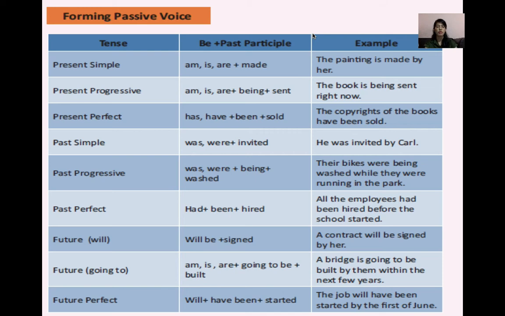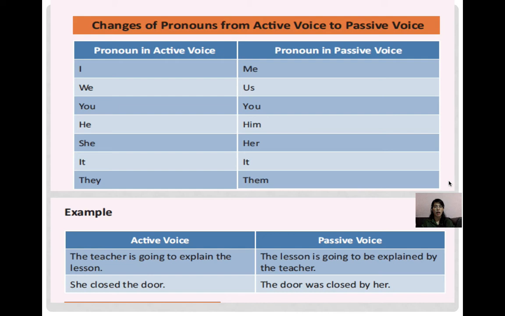And then let's move to the change of pronouns from active voice to passive voice. If you're wondering how to change pronouns from active voice to passive, let's see. In active voice, I, but in passive voice, me. In active voice, we, and in passive voice, us. In active voice, you, it's the same in passive voice, you. He becomes him, she becomes her, it becomes it, they become them.